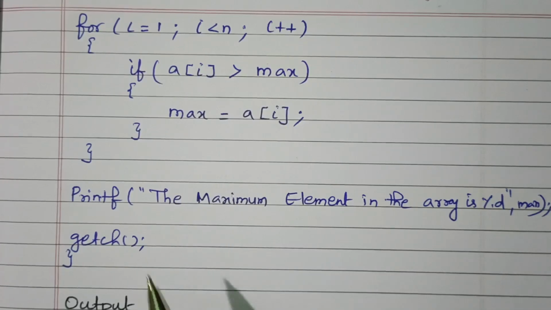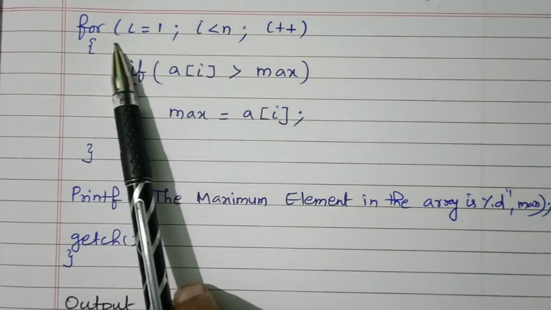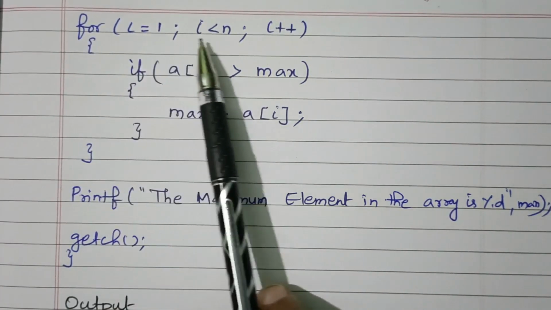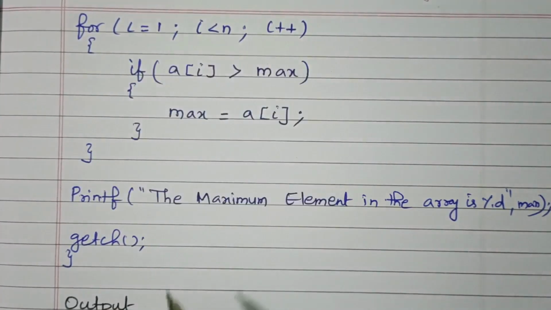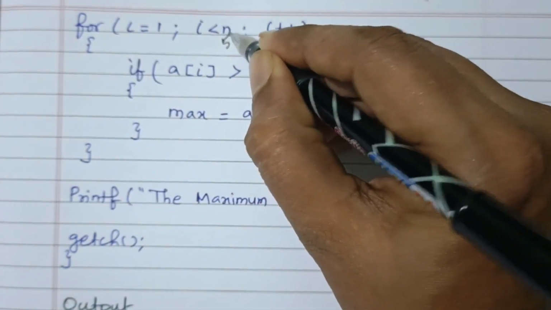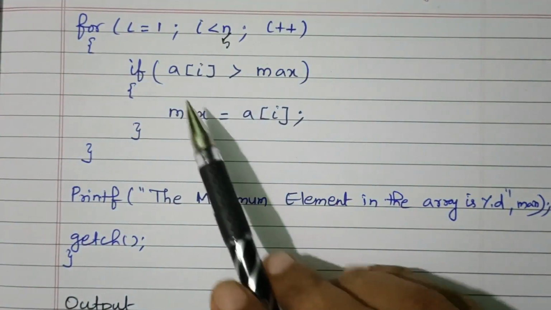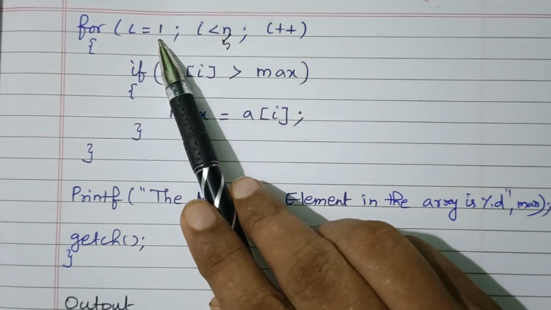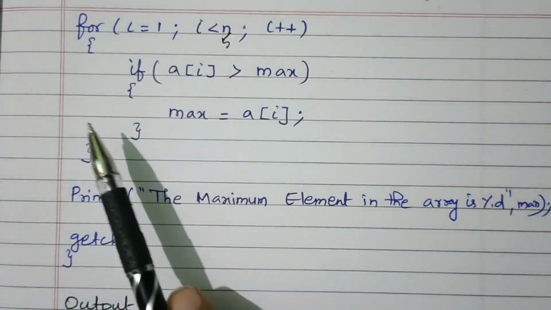So in order to verify with other numbers, we open one for loop, for i equal to 1, i less than n, i plus plus. We already assumed that the n value is 5. So initially i is 1 because the first number is already stored as the maximum.